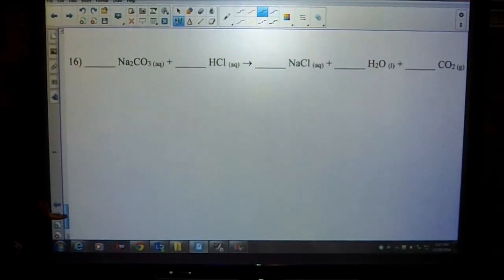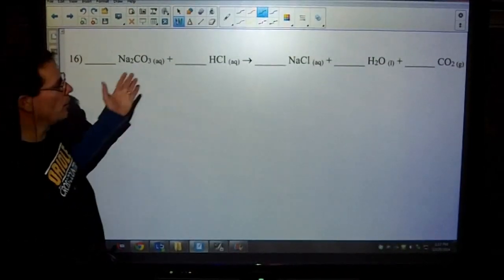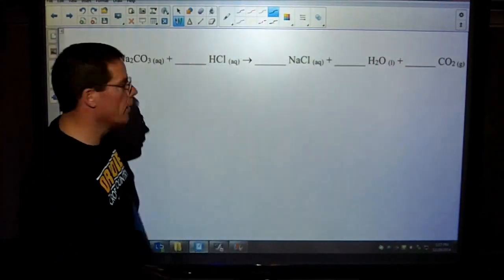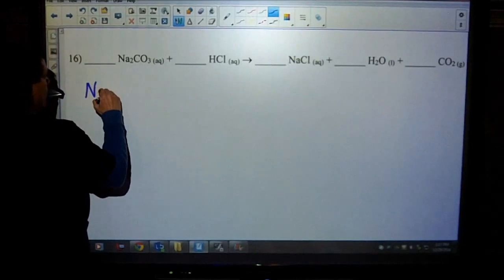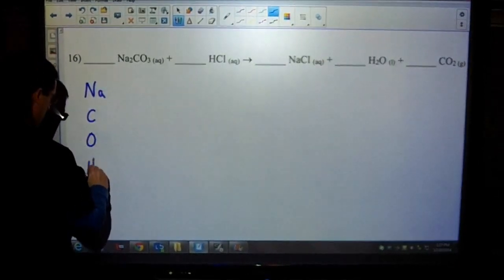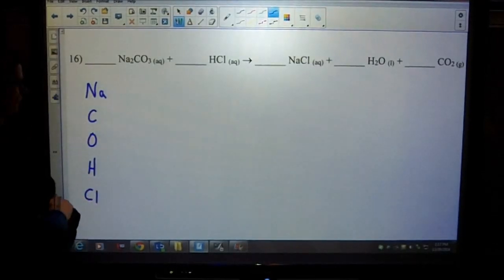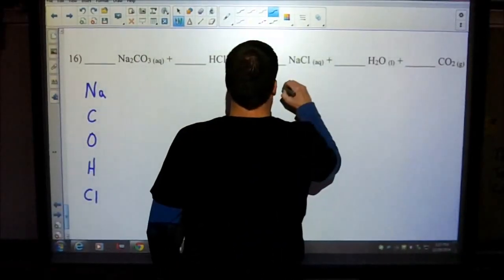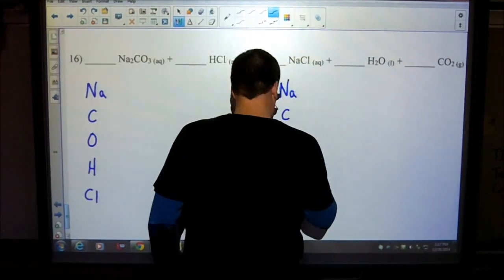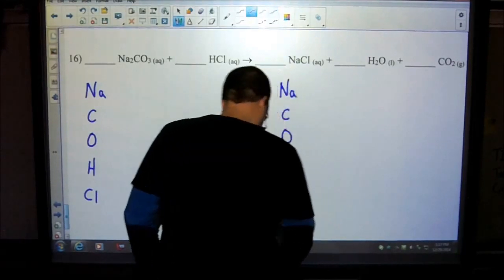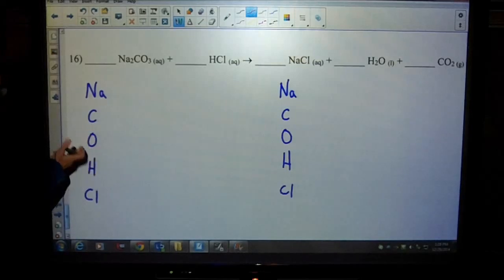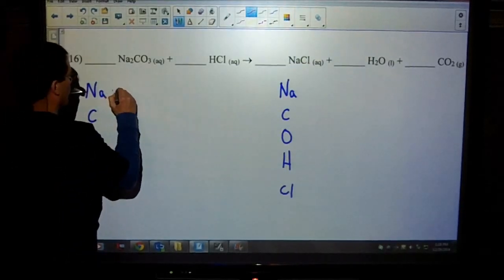number 16. Here we do not have polyatomics that remain the same, so that is a long way of doing this one. So we've got sodium, we have carbon, we have oxygen, we have hydrogen, and we have chlorine, and that's it for that side. Let's keep them in the same order, just for order's sake. Sodium, carbon, oxygen, hydrogen, and chlorine. And again, even though it's listed second, third, and fourth, we're not going to balance them in that order, but we'll get to that here in a second.